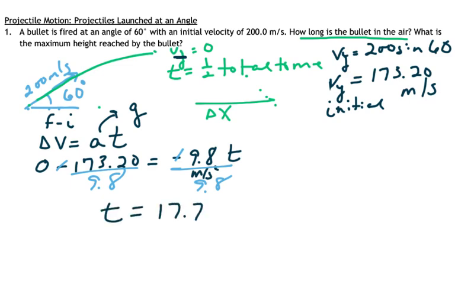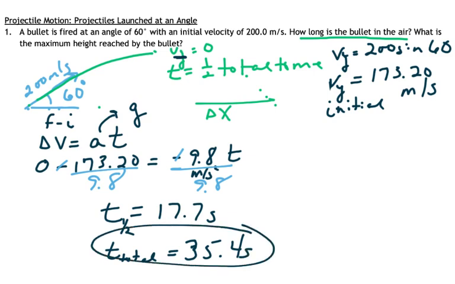17.7 seconds. That's all you have to get to the midpoint, so that means our total time that the thing is in the air is twice as much, which is 35.3 seconds. Actually 35.4 seconds. So that's the first part. It wants to know what the maximum height reached by the bullet is.